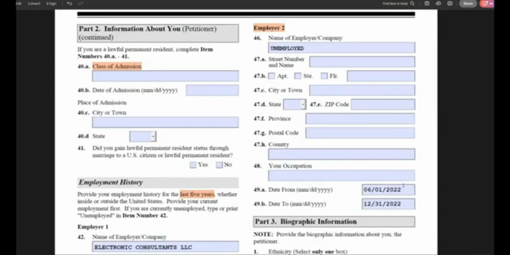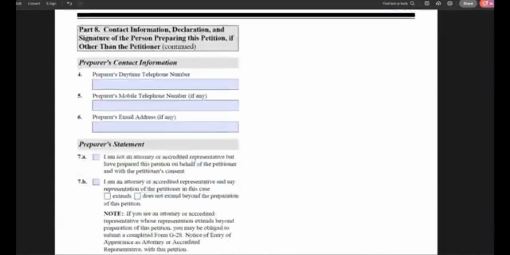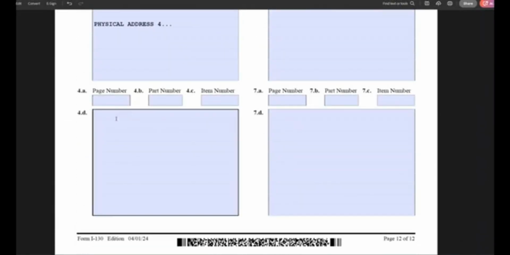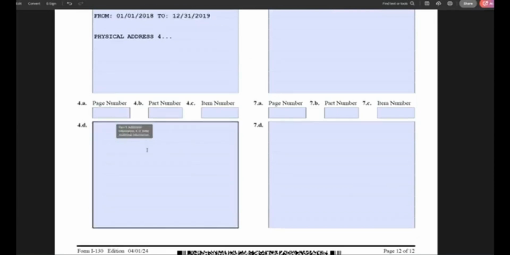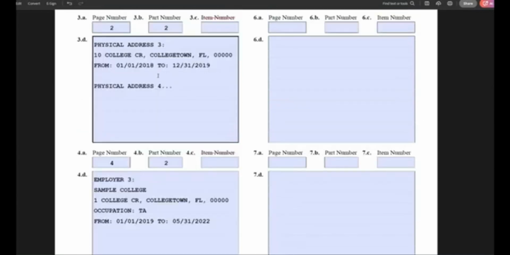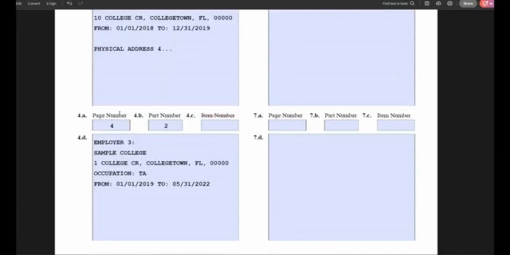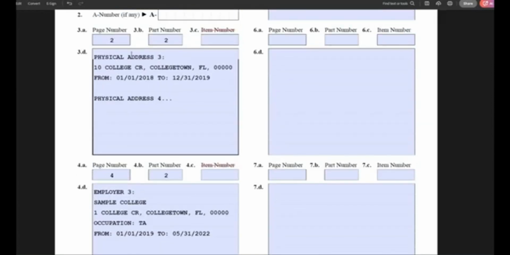And then because we still have not completed our employment history for 5 years, we're going to scroll down to the last page again. And now in this box, we're going to provide our continued employment history. So that was on page 4. Part number 2, and again we're going to leave item number blank.